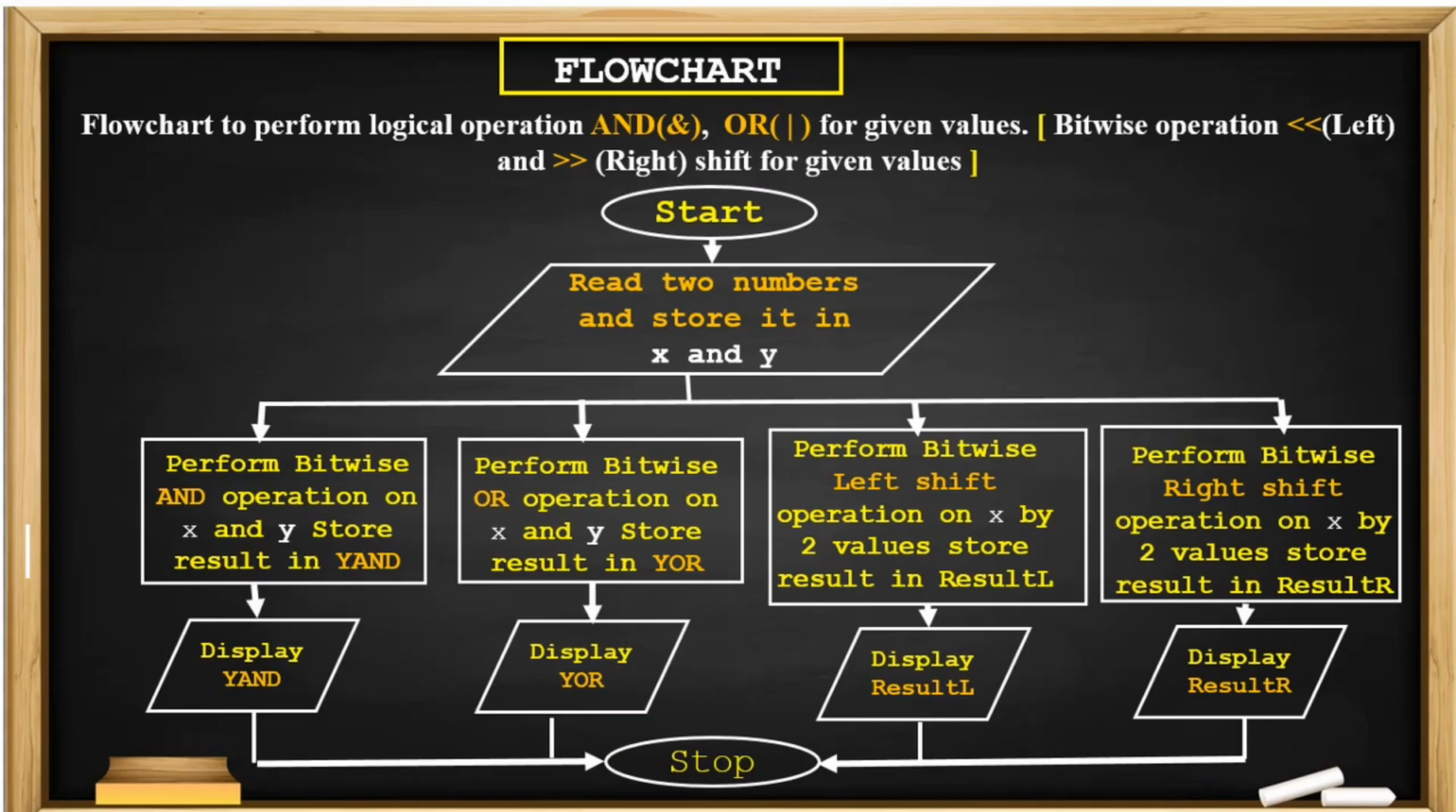Flowchart is a graphical representation of an algorithm. Flowchart always begins with start and ends with stop. Two numbers are read and stored in variables x and y.